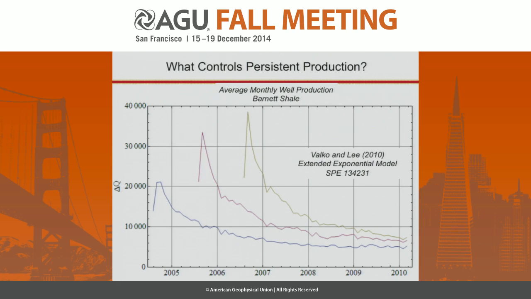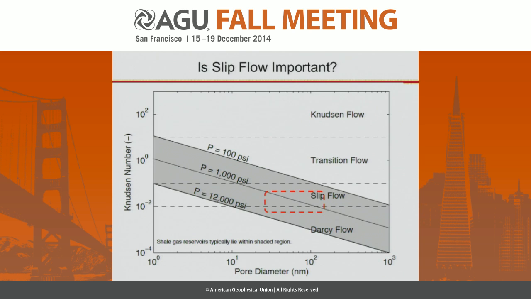Now, there's another enigma about production. Not only does it fall off fast, it doesn't decay fast enough. If you look at this part of the curve, the curves are actually too flat. You would expect, as permeability is going down, as maybe these fractures are healing, that the production would tail off. And this paper that Valco and Lee wrote was really not about explaining this, but was explaining this flattening of the curves.